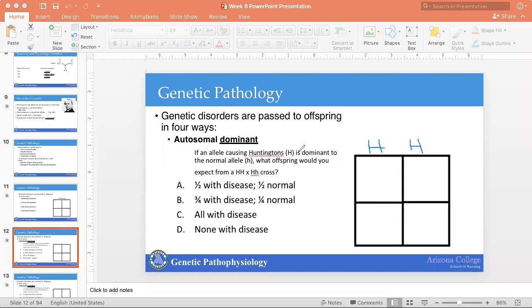And so that's for this very first one. And then for the second one, you would write the other genotype on that side, H, and then a lowercase h. And these four squares are representing four different possibilities of what you will see in their offspring.